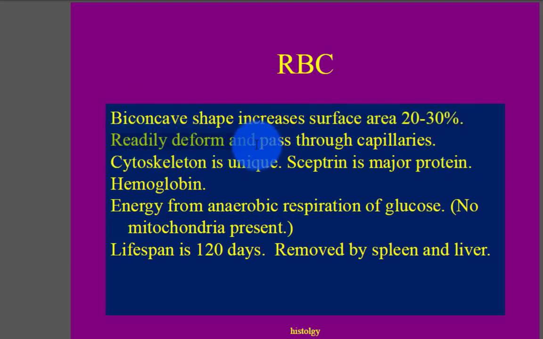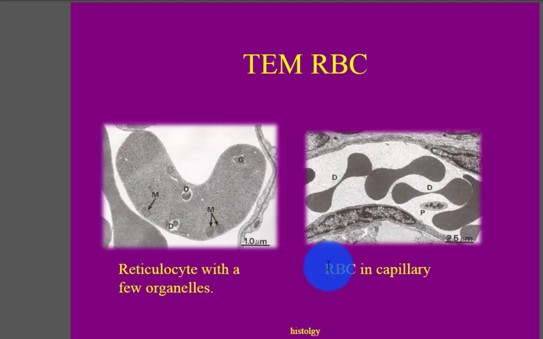They are readily deformed and pass through capillaries. The cytoskeleton is unique; spectrin is the major protein. They contain hemoglobin, and energy comes from anaerobic respiration of glucose, with no mitochondria present. Lifespan is 120 days, and they are removed by the spleen and liver. Very important: the reticulocyte has a few organelles. RBCs in capillaries.